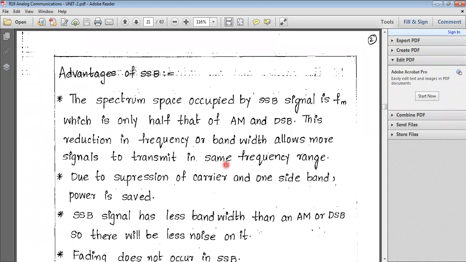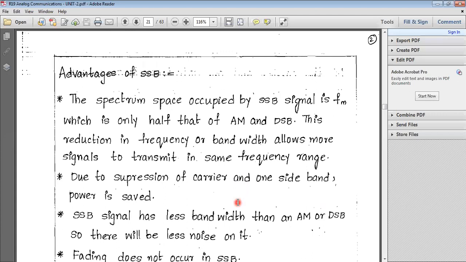Therefore, the spectrum space occupied by an SSB signal is very, very less. That is half of AM and double sideband. So the main advantage of SSB is that the spectrum space occupied by the SSB signal is very, very less compared to AM and DSB. It requires only FM, which is half of AM and DSB. Therefore, automatically it reduces the bandwidth.